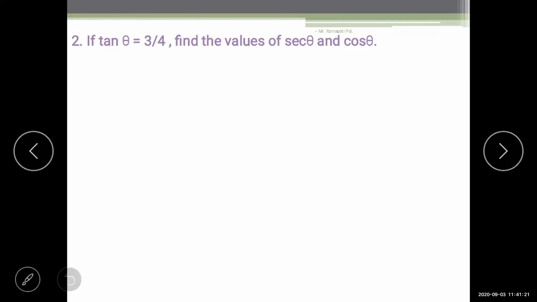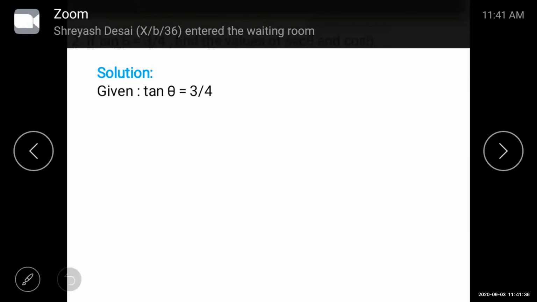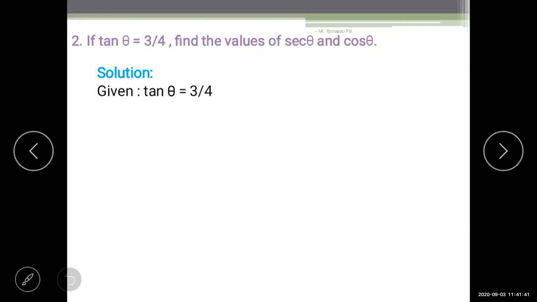Okay. Now, see, tan theta is given, that is 3 upon 4. So we are going to use the identity 1 plus tan square theta is equal to sec square theta. Correct? So this question we will do in our next lecture. Okay?